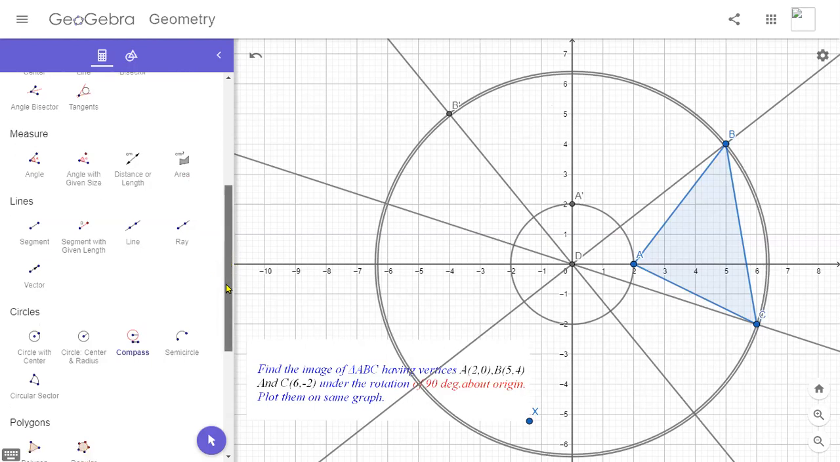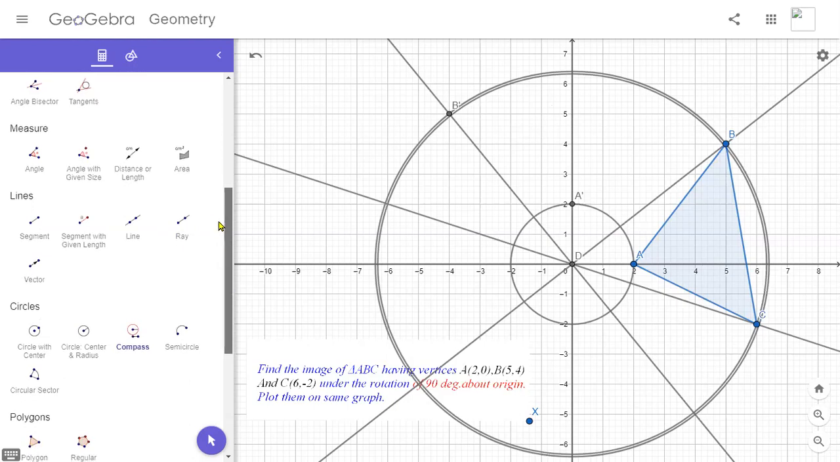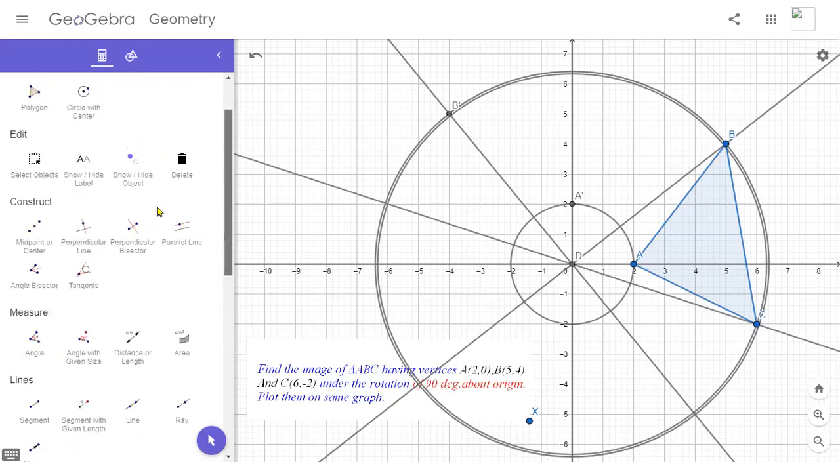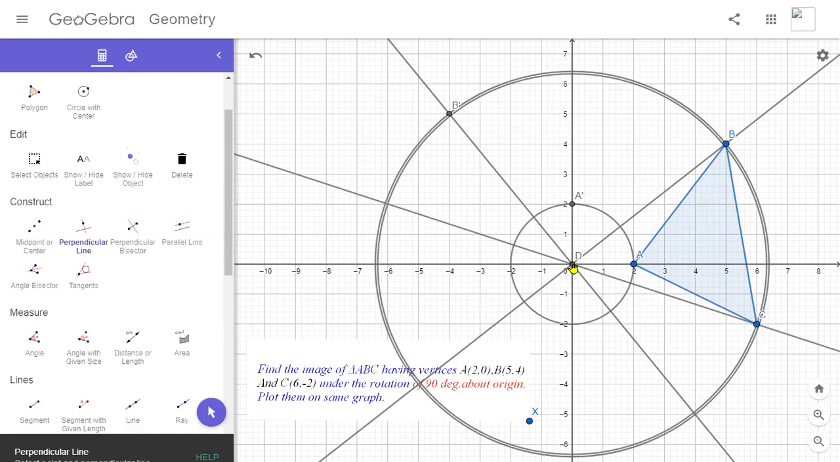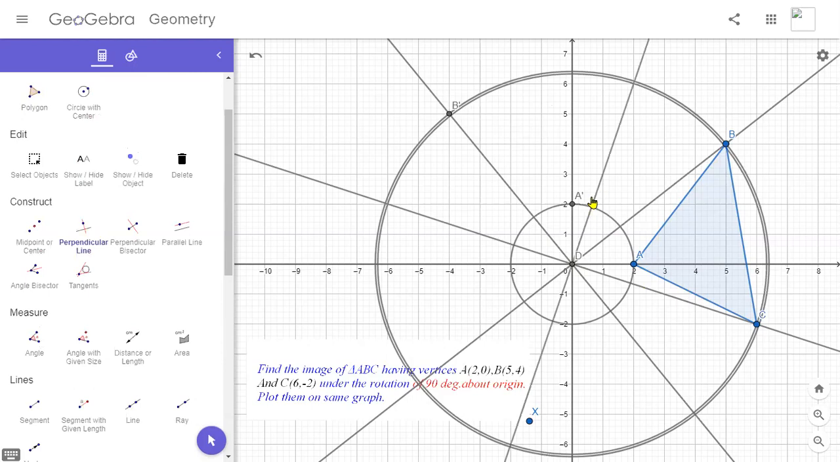The next step is just making the perpendicular line with DC. Let me construct the line which makes an angle of 90 degree in counterclockwise direction with this line DC. This is the line which is perpendicular to the line DC, and the angle is plus 90 degree in counterclockwise direction.